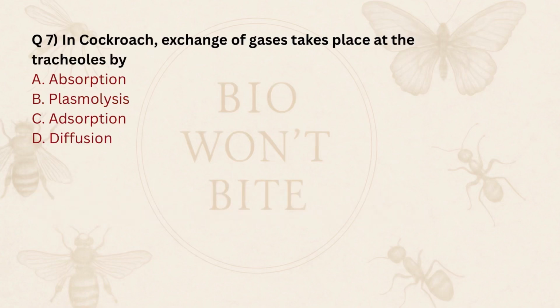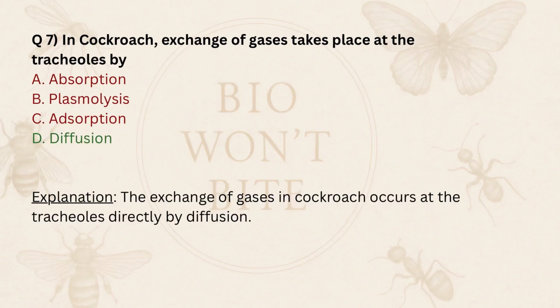Question number 7. In cockroach, exchange of gases takes place at the tracheoles by. The correct answer is option D, diffusion. At the tracheoles, oxygen and carbon dioxide move directly by diffusion. This means gases move from high concentration to low concentration without needing any blood or transport system.